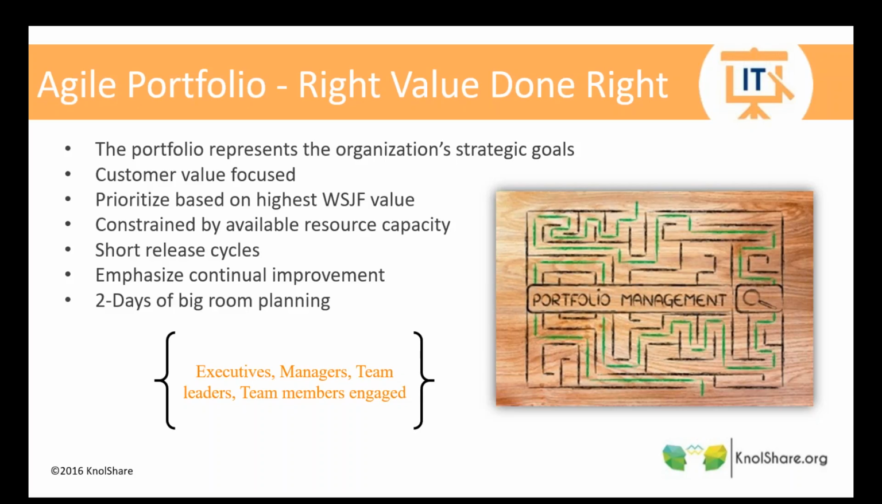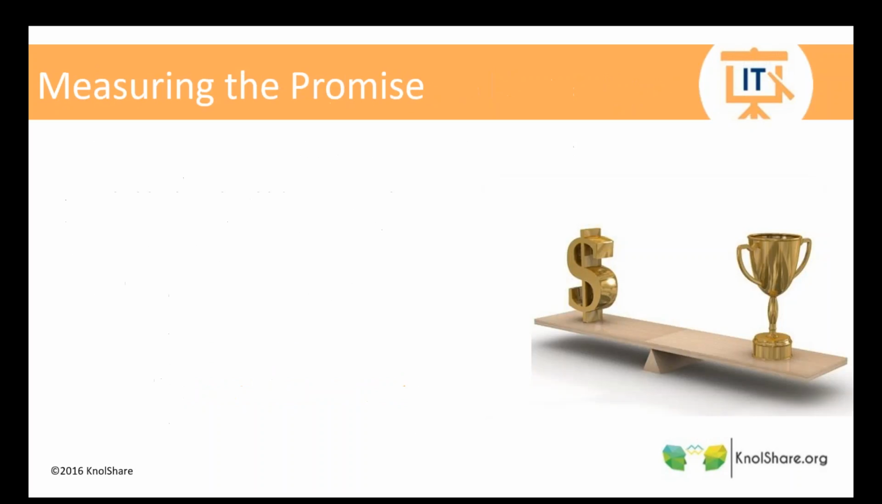So someone asked earlier, how do we measure alignment and know where we are? Well, through these 2 days of big room planning, this is exactly what we're pursuing. The opportunity for us to come together with the executive managers, team leaders, and team members, and make a decision of what work we will do for the next quarter. And the way we measure that is by using several metrics, and we'll get into that up next. So let's talk about measuring the promise.